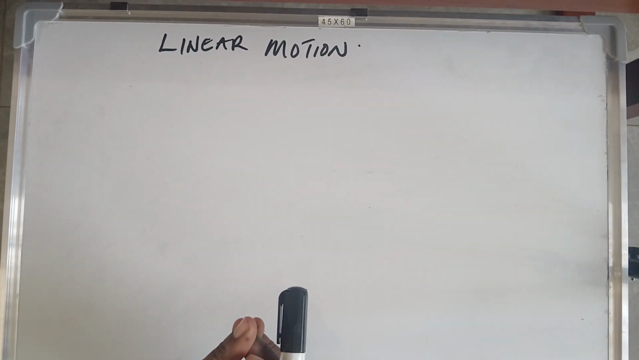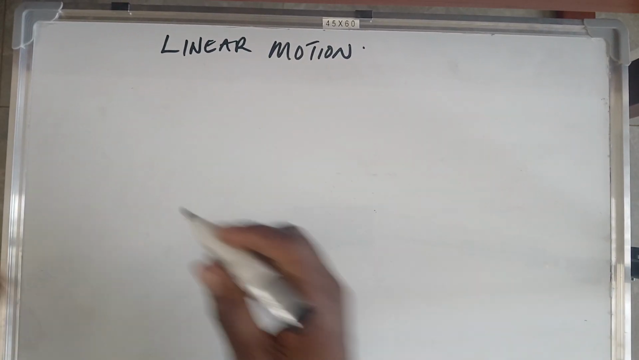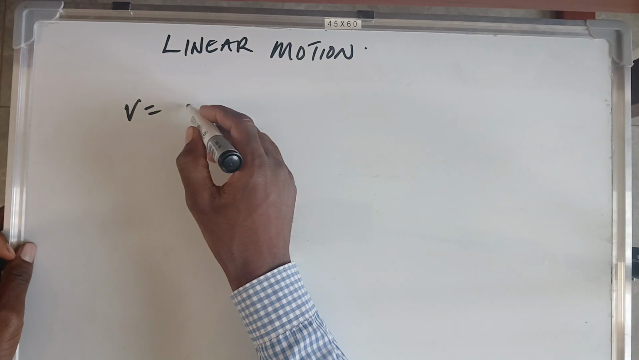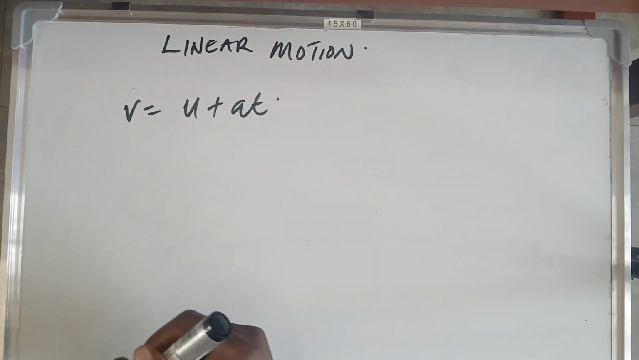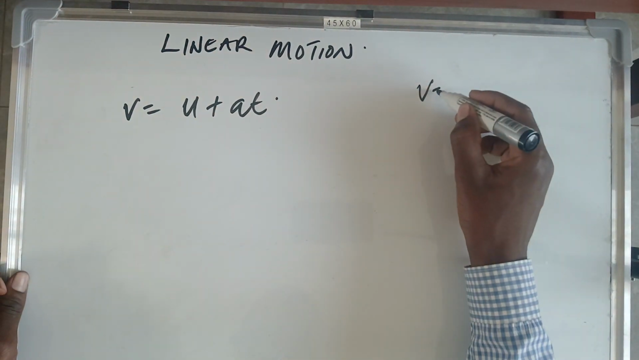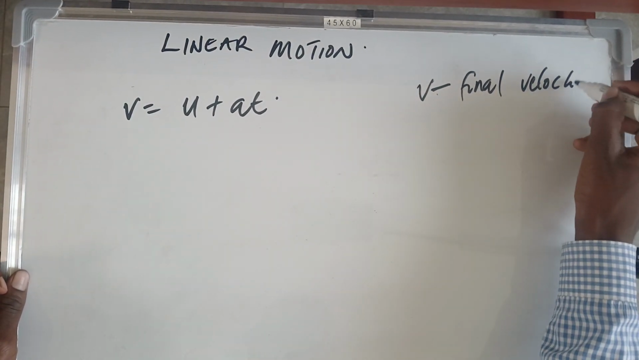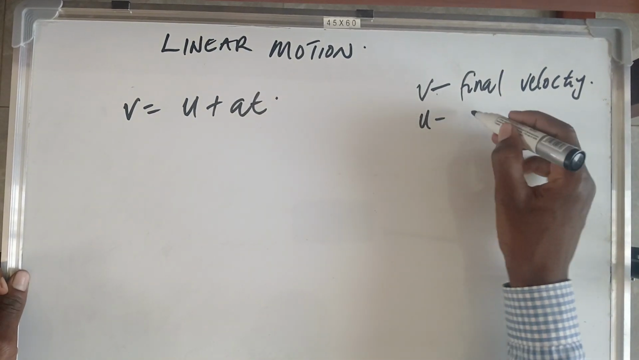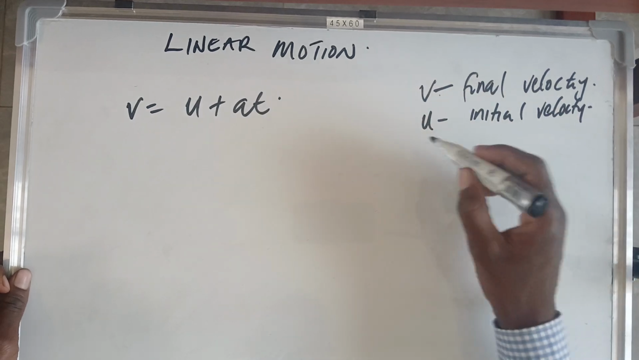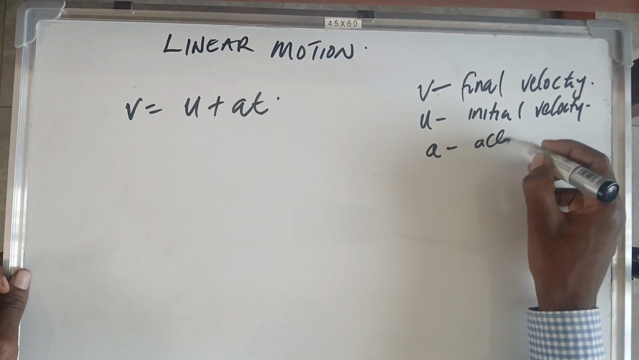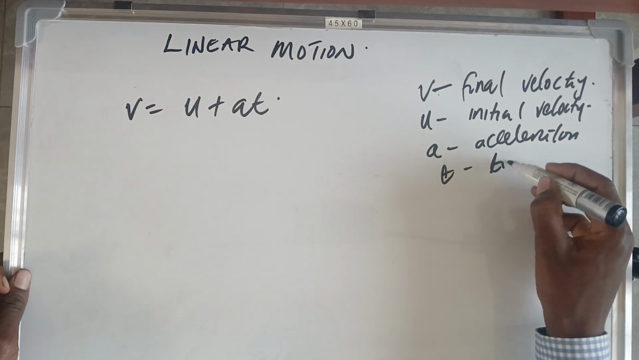Okay, so there are three most important equations that govern linear motion. Number one is v = u + at. Now, v is simply final velocity, which is measured in meters per second. u is the initial velocity, also measured in meters per second. a is the acceleration. We have already defined this, and t is the time interval.